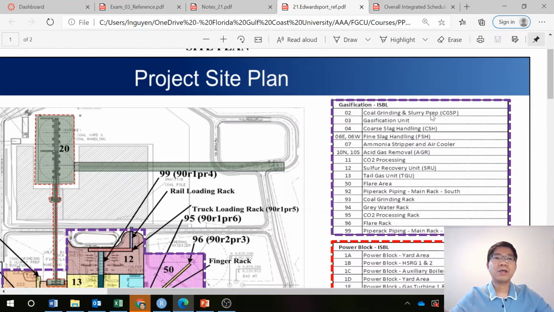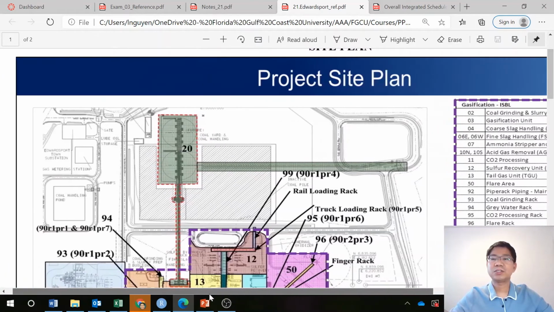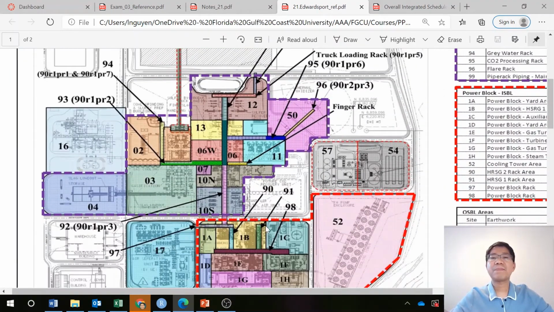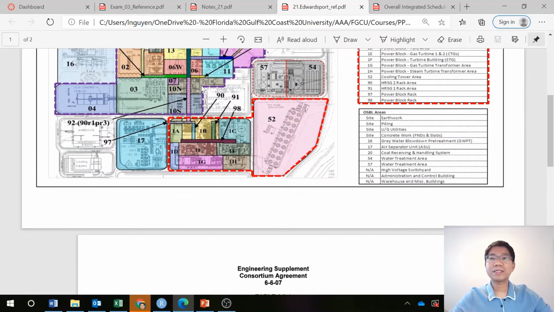Gasification, slurry preparation, CO2 processing, all of that. Gray water rack, so that's more with environmental engineering. So you can see here that we can break it down into smaller pieces, so that we can continue to break it down further for the work breakdown structure for the project. So as you can see there, that is one example.